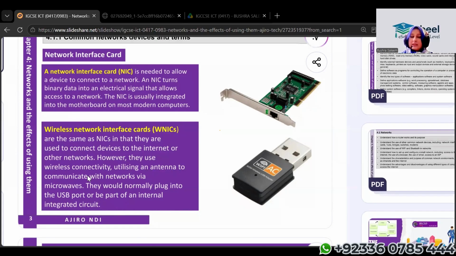Okay, the signals. So they are using it and we can connect over there. This would normally be plugged into the USB port like this, or it can be an internal part as well, fixed on the motherboard. You can fix it internally, or you can connect it externally through USB. So this is how you can connect your device to the network, through the wired or the wireless one.